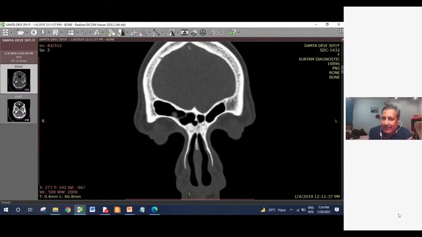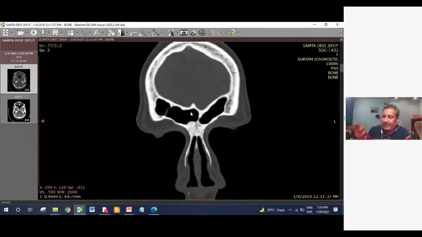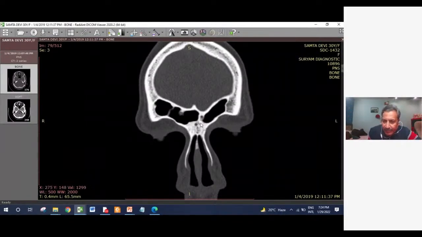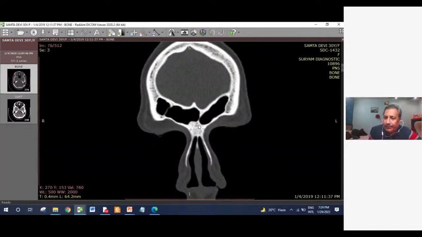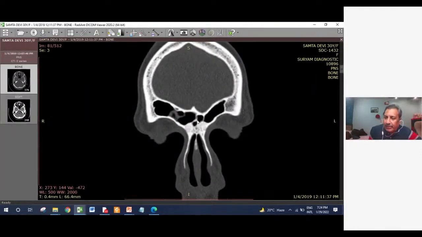See this, sometimes they are multiple. See this patient, and this cannot be determined without a dynamic CT scan. I can guarantee you, by means of printouts, you can't make out this fine detail. See, as I am going behind, two cells appearing. This is pneumatizing the intersinus septum. This is the intersinus septum, and this is pneumatizing the intersinus septum. Two cells. What is the significance?